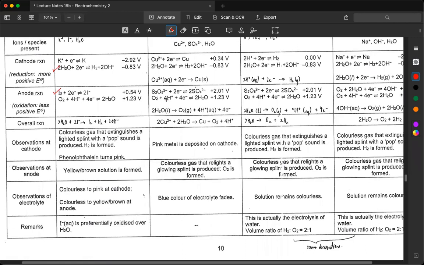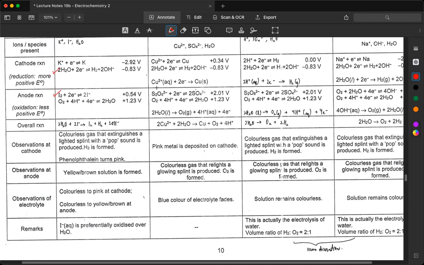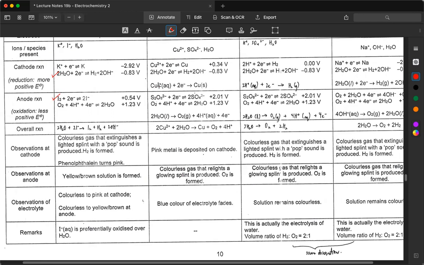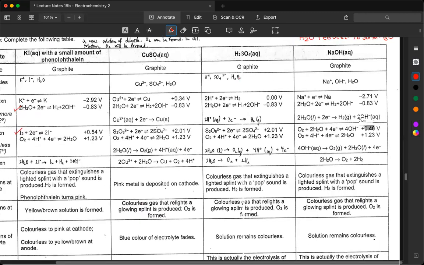And at the cathode, we have copper forming, so that is a pink metal. As for the anode, oxygen is formed, which appears as a colorless and odorless gas that relights a glowing splint. And there's a reduction in the concentration of copper(II) ions, so the blue color will fade and become lighter blue.